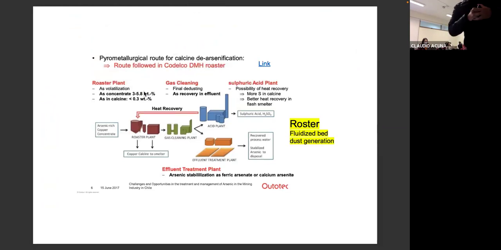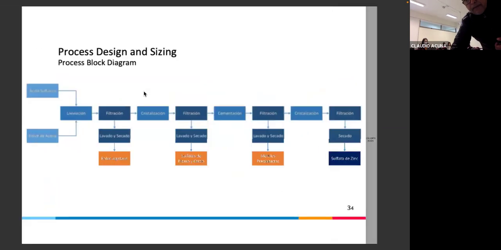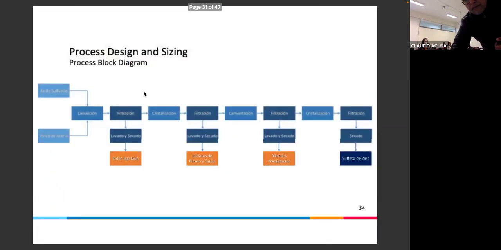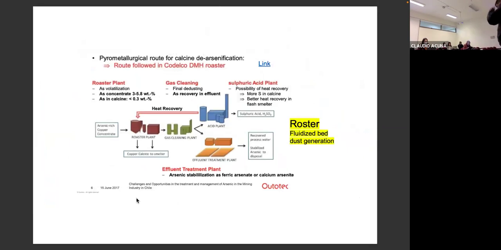Okay, now I'm going to slide 36. You will see the Boliden technology. I'm changing the topic, and now I'm talking about concentrates that contain arsenic.